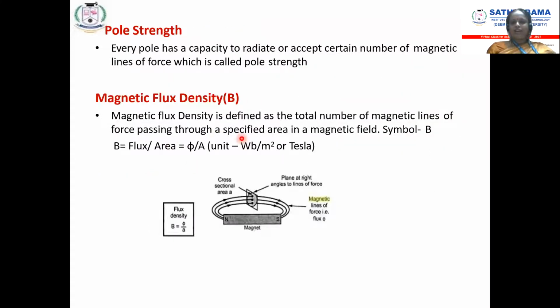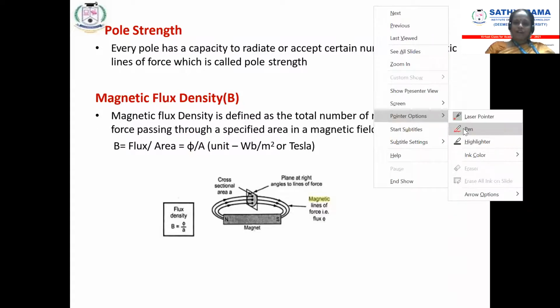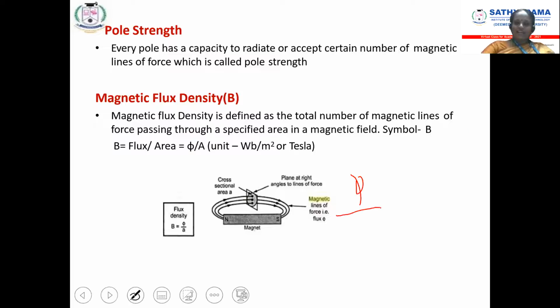So flux by area is the total number of magnetic lines of force passing through a specified area. If I want to know the magnetic flux density on a particular area, I take the magnetic flux and divide it by the specified area. That is called flux by area. You all know the unit for magnetic flux density. The flux symbol is phi, and we were saying phi by A.